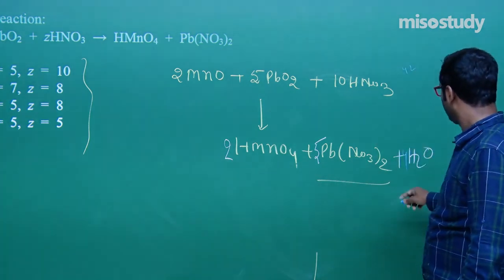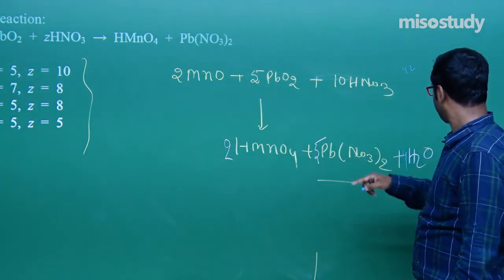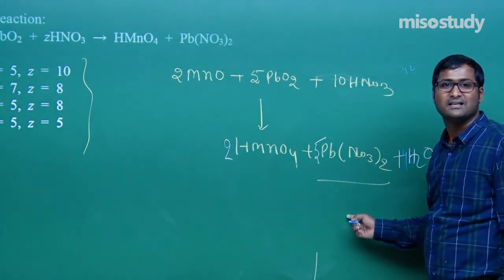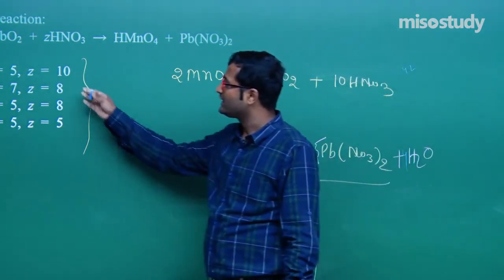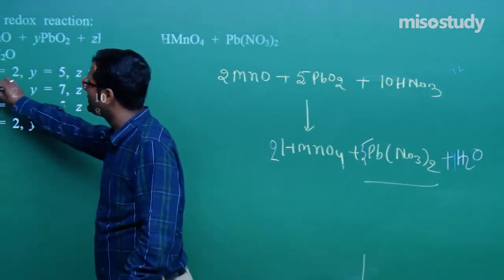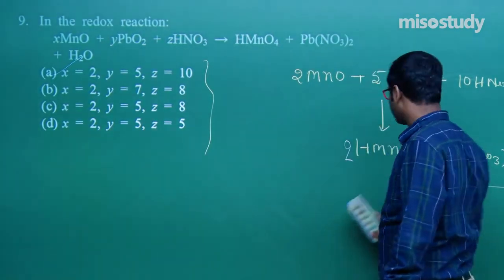Put 4 here, then 42, 8 hydrogen. Hydrogen is 10, 4 to 8 and 2 to 10. Look at this, this is the complete balanced equation. So we do not need to check B, C and D. We got the option here. So the option for this is A. This is the best method to solve such kind of questions.